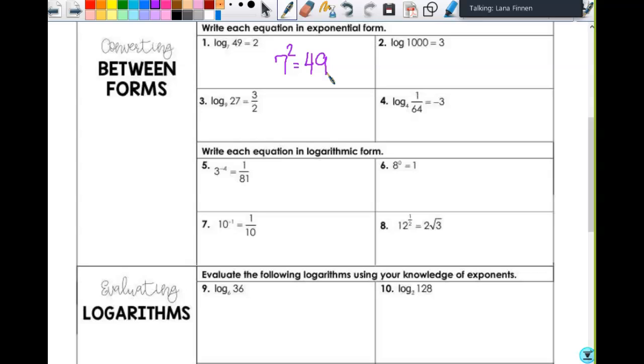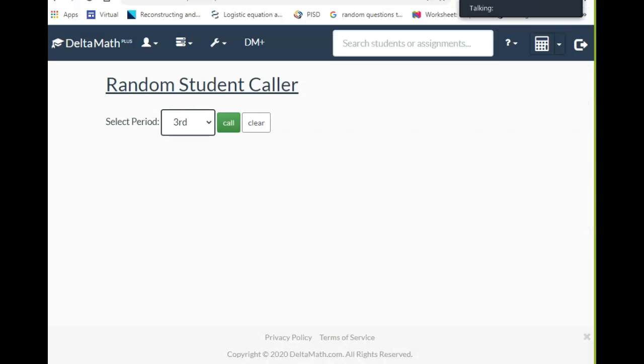So on number 2, what's the base of the log? 10. So this would be 10 to the third power is 1,000. Okay, so just rewriting the forms. So y'all go ahead and do 3 and 4 on your own, and then I'm going to use my random caller from Delta Math to get y'all to help me.